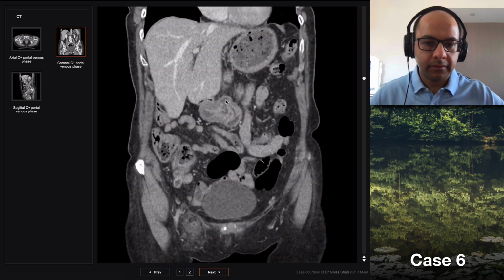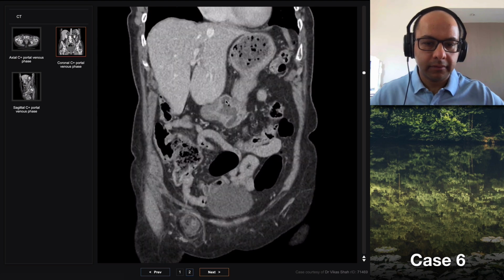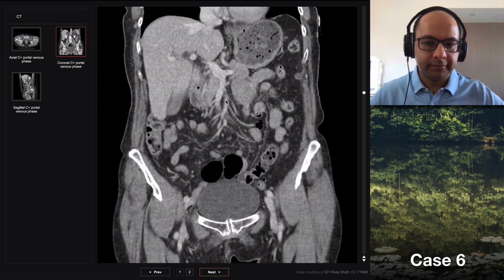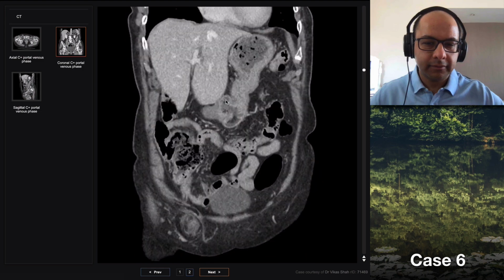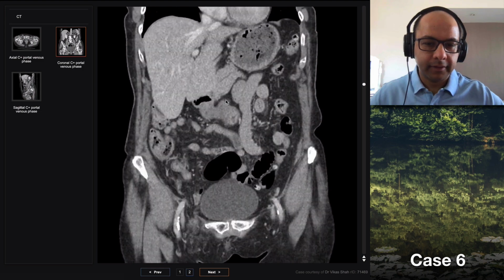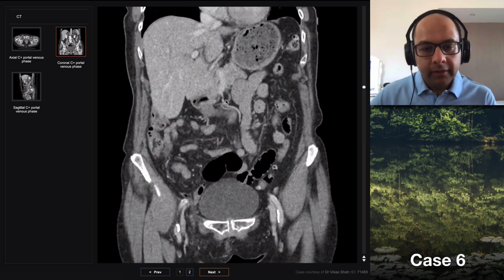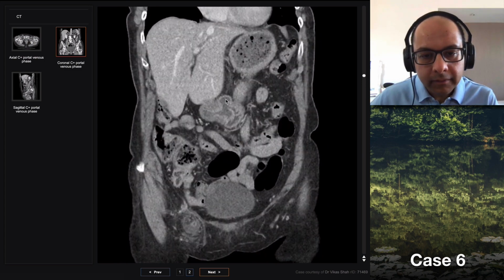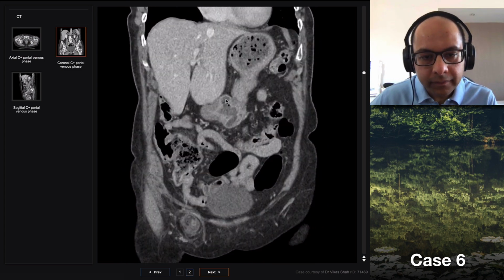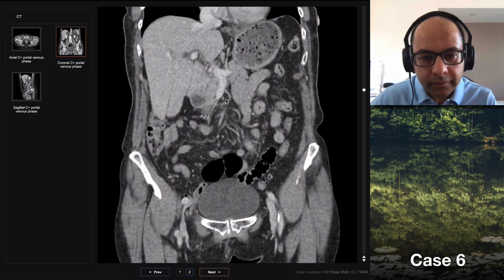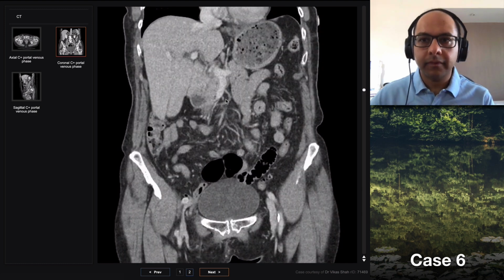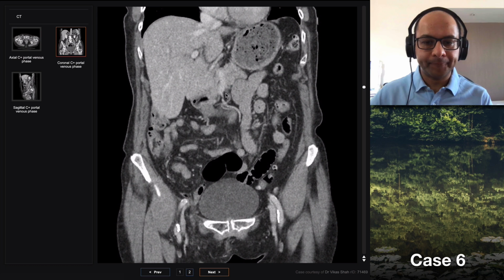Not entirely convinced, but it could be another segment of the appendix, possibly just the tip. But I feel like I can trace it proximally on the coronals. More proximally on the CT, there's a large calcified gallstone, but I can't see any other obvious abnormality. A little bit of uncomplicated diverticulosis of the sigmoid.